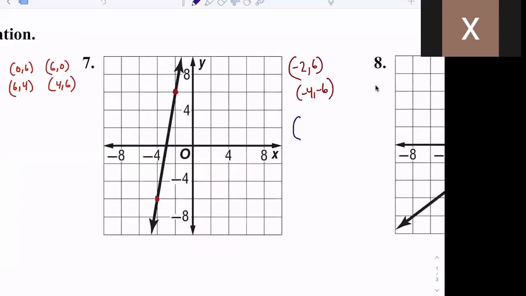So the 2 points on the inverse would be what? 6, -2, and -6, -4. Reagan, you okay with this? Mr. Caruso, we're just doing inverses, switching x and y. Now I'm graphing the point 6, -2. And I'm graphing the point -6, -4. Then I'm drawing that line.